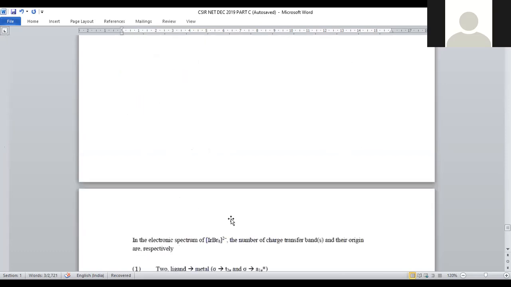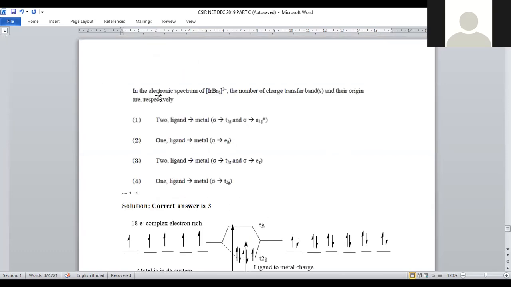Question number 56, we are going to discuss now. The electronic spectrum of iridium hexabromide 2-, the number of charge transfer bands and their origin are respectively. How many charge transfer bands are generated within the complex? And what will be the origin for that, we have to identify. So here, iridium hexabromo 2-.